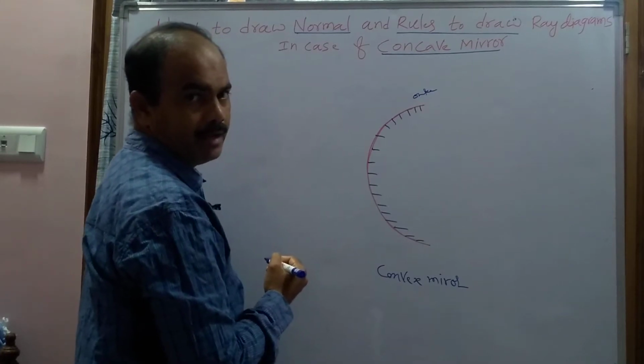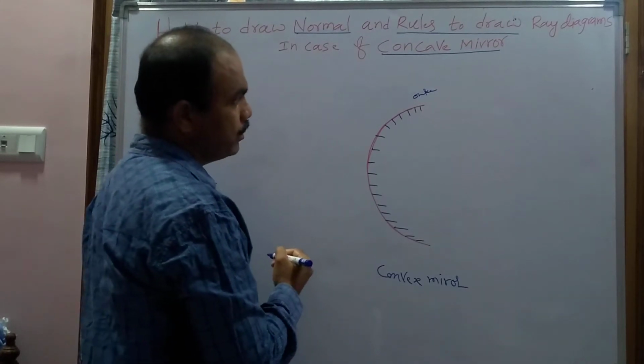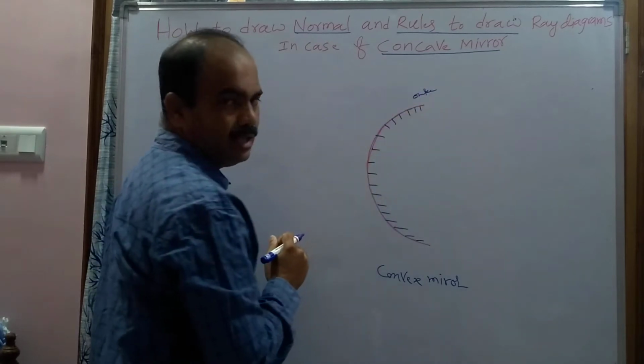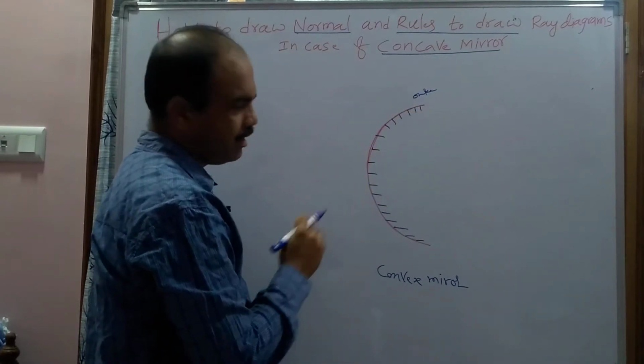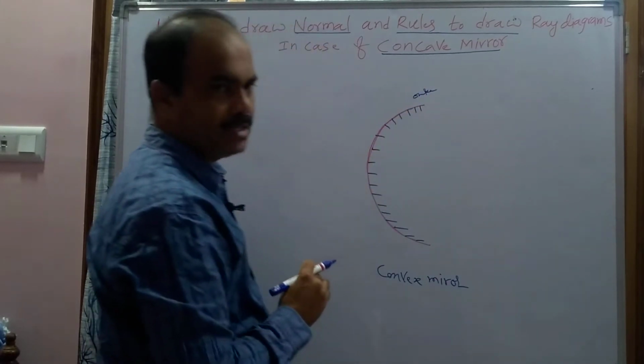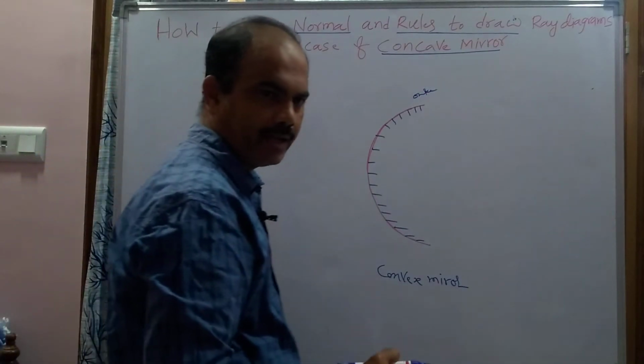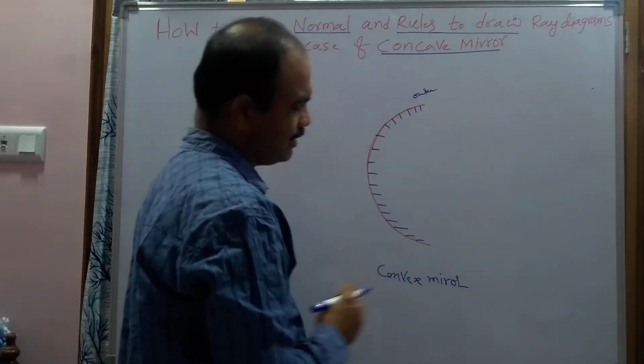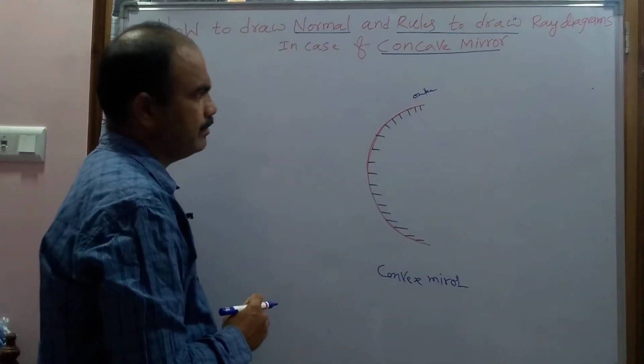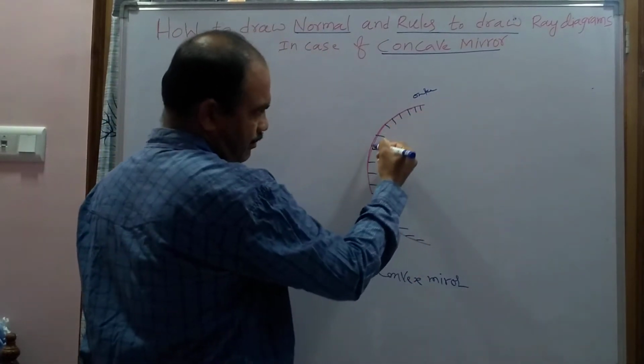So what is the convex mirror? The spherical mirror whose outer surface is the reflecting surface. Now for this, I am going to explain how to represent the aperture, pole, center of curvature, principal axis and all other things. Now this is the reflecting surface.